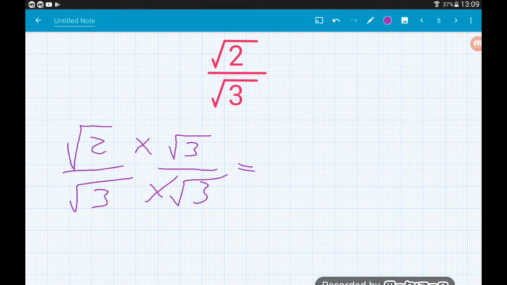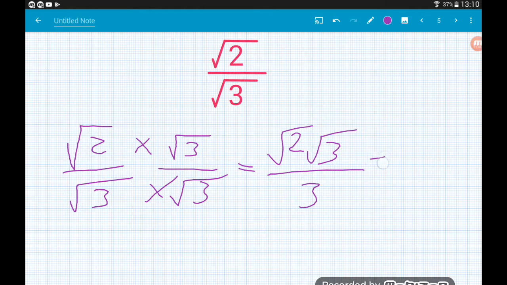Now up on top, that would become root 2 root 3, and on the bottom, root 3 times root 3 is 3. You would never really want to leave your answer like that. Always combine a surd multiplication. So root 2 root 3 is going to be root 6, all over 3. Job's a good one.